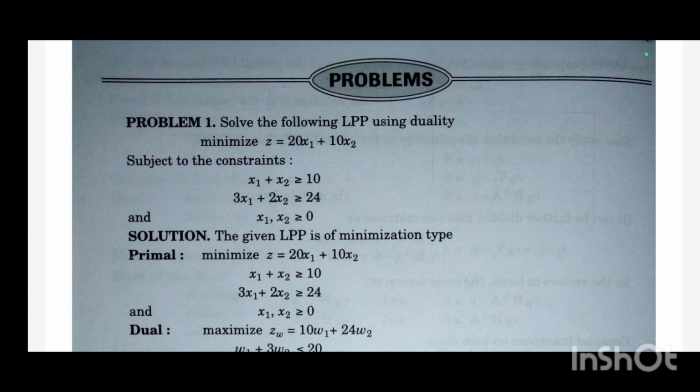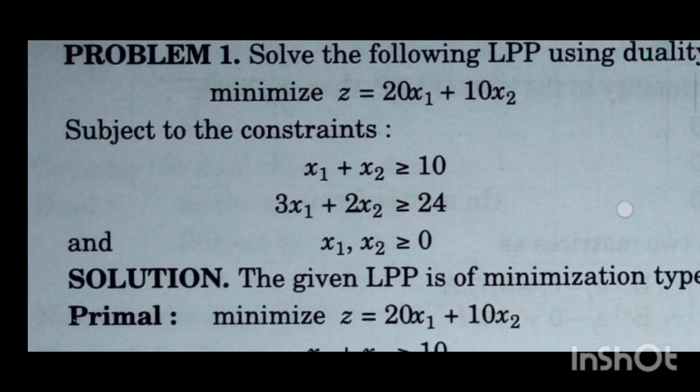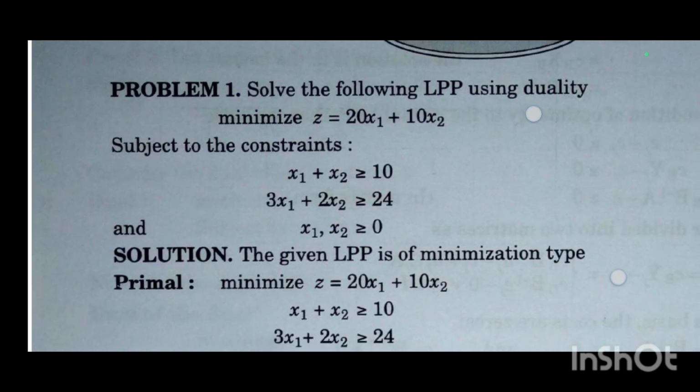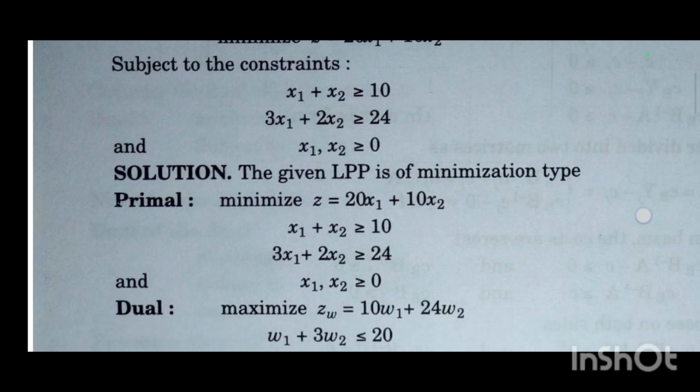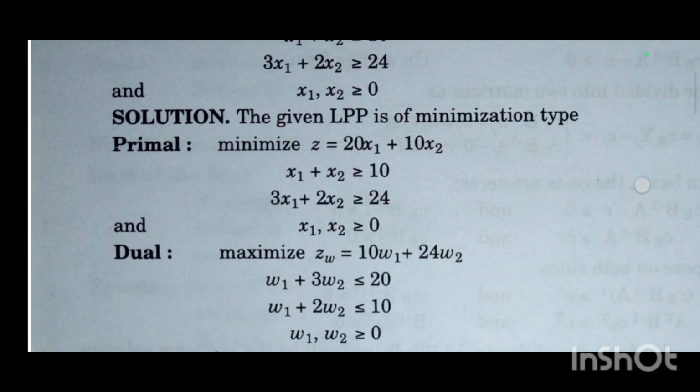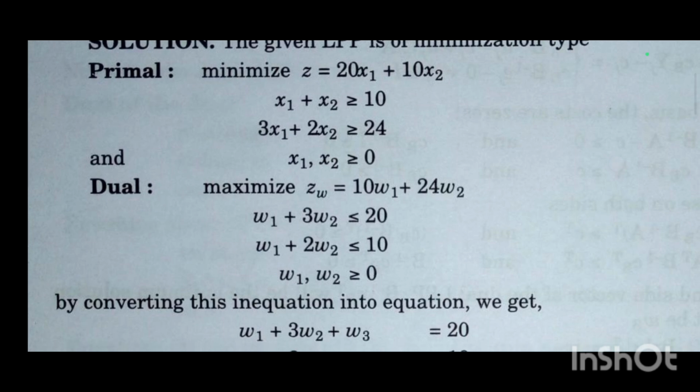Solve the following LPP by using duality. Min z equals 20x1 plus 10x2, subject to the constraints x1 plus x2 greater than or equal to 10, 3x1 plus 2x2 greater than or equal to 24. Solution for the given LPP. The given LPP is of the minimization type, convert that into the primal by supposing, and then find out the value of the dual. Here you got the dual.